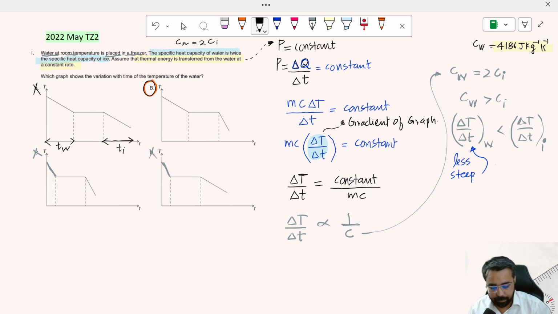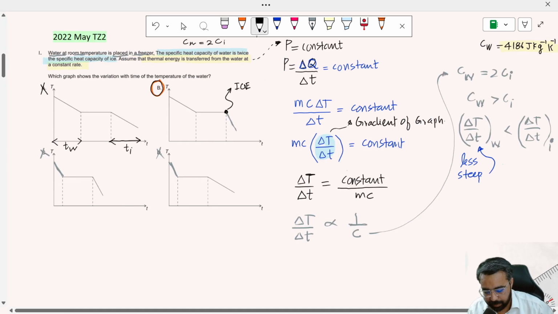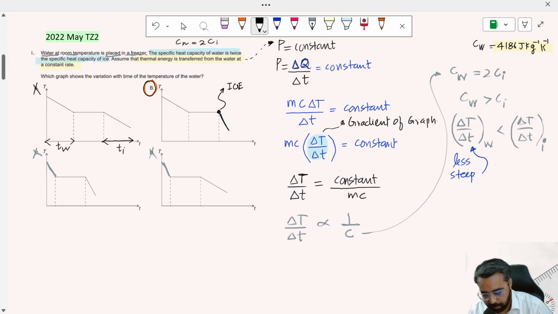You can also see the point where water is completely converted into ice. After that, the temperature is further dropping, and you see that its slope is more than the earlier slope. So the right answer can only be option B.